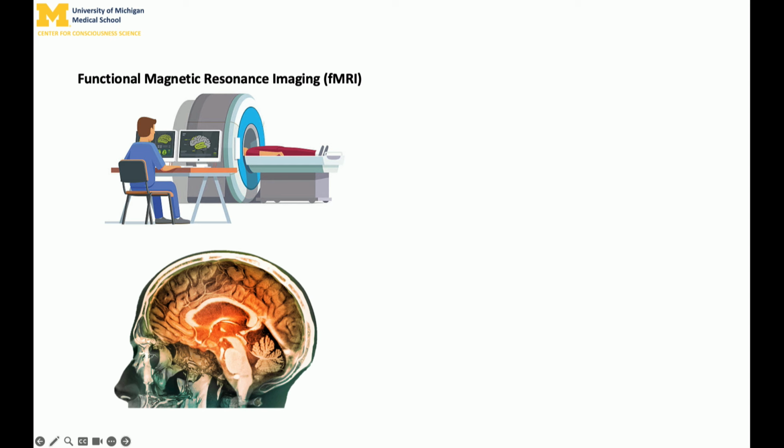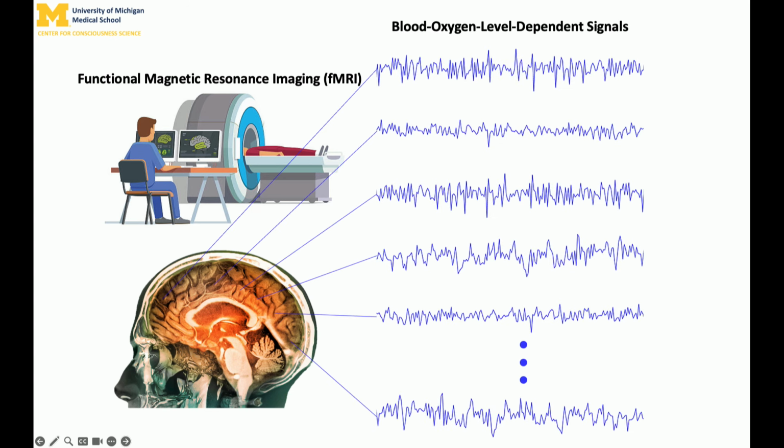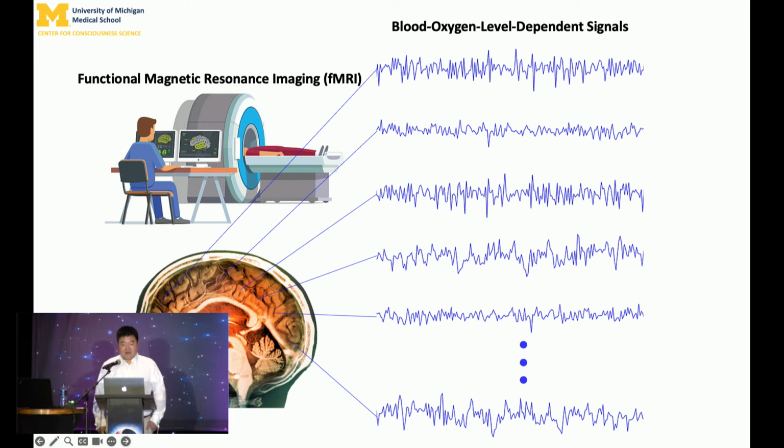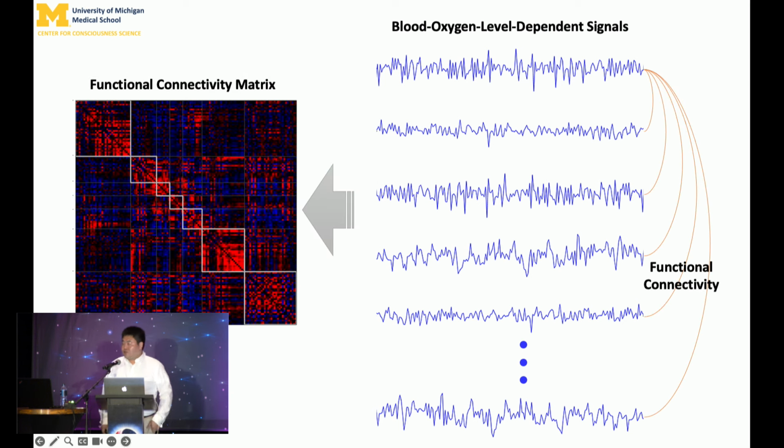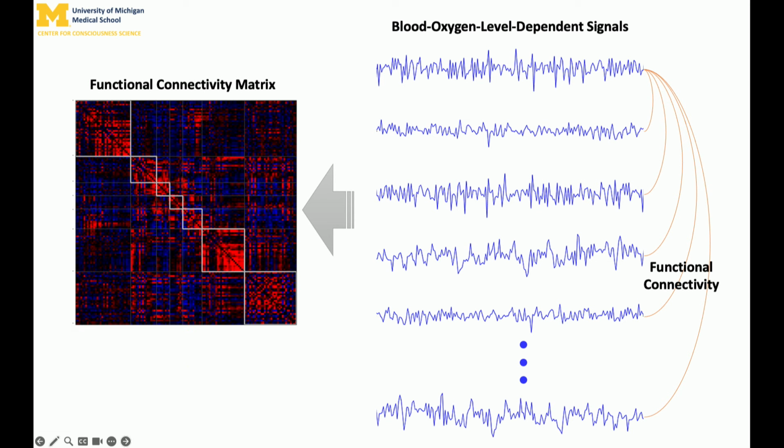My approach to studying the brain involved the use of functional magnetic resonance imaging. Through this method, we obtain blood oxygen level-dependent signals that reflect neural activity. And these signals are collected from tens of thousands of voxels across the entire brain. Then, how do we analyze the data? One conventional method is to compute correlations among these signals, a technique referred to as functional connectivity. Functional connectivity measures the degree to which a pair of brain regions are temporally coordinated, and the relationship between brain regions can be represented by a functional connectivity matrix.